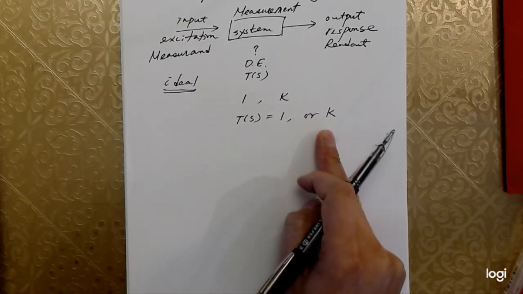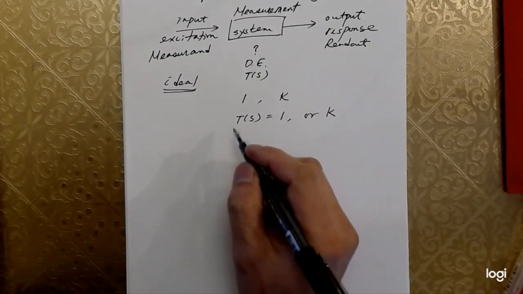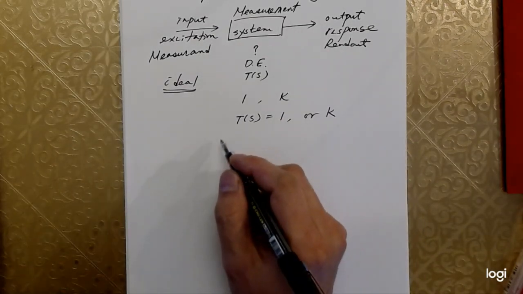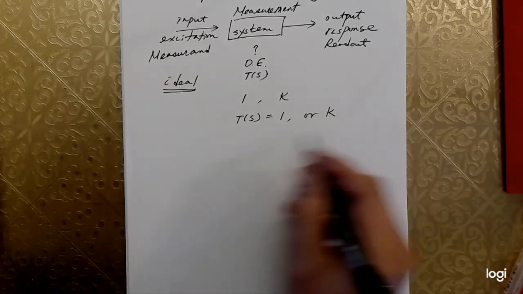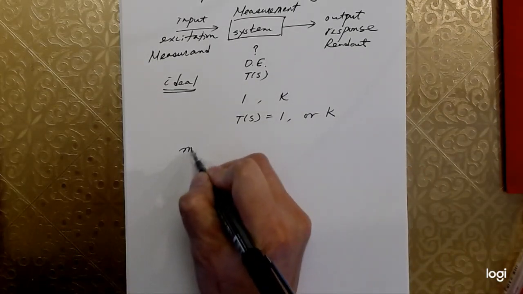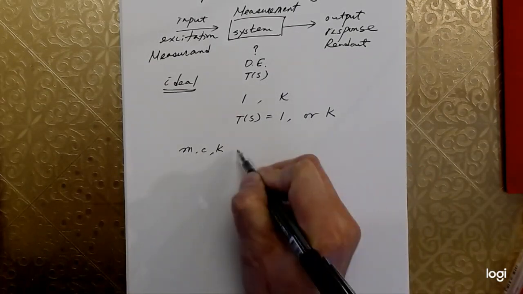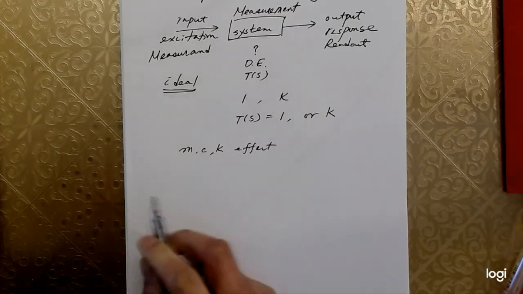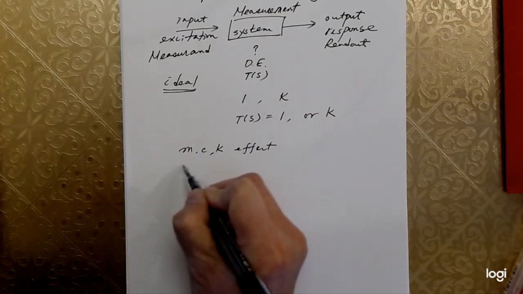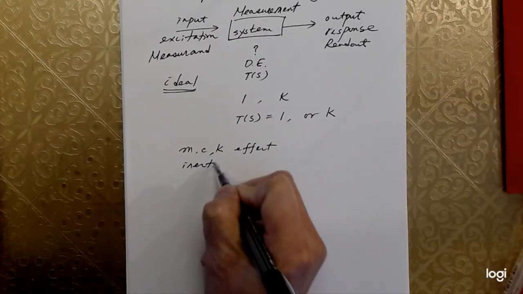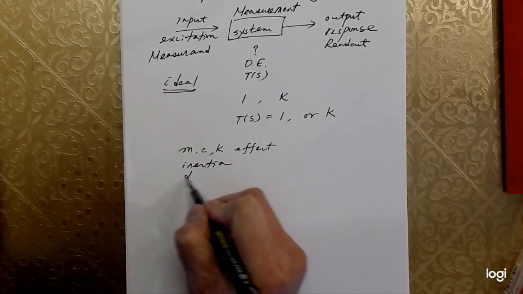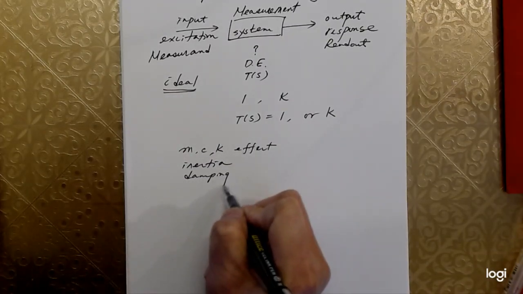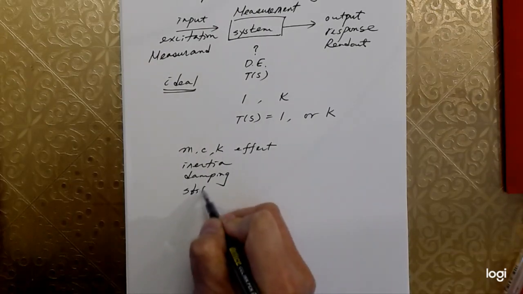So in reality, from mechanical point of view, you always have MCK effect. You have mass in terms of inertia, C in terms of damping, K in terms of stiffness.